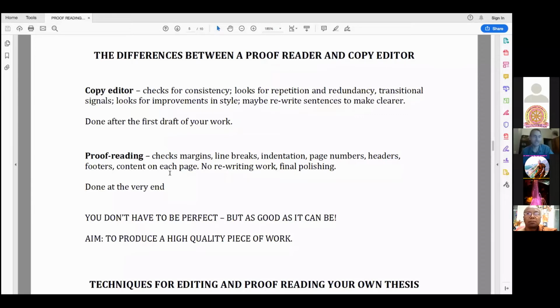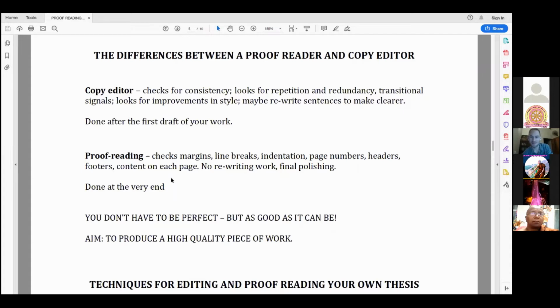Proofreading, we can see, this is really checking the margins, the line breaks, the indentations, the page numbers, the headers, the footers, page numbers, contents on each page. They don't rewrite anything. So a proofreader will not rewrite anything. They are just polishing, making sure there are no spelling mistakes or punctuation mistakes. And that's done at the very end. Okay?